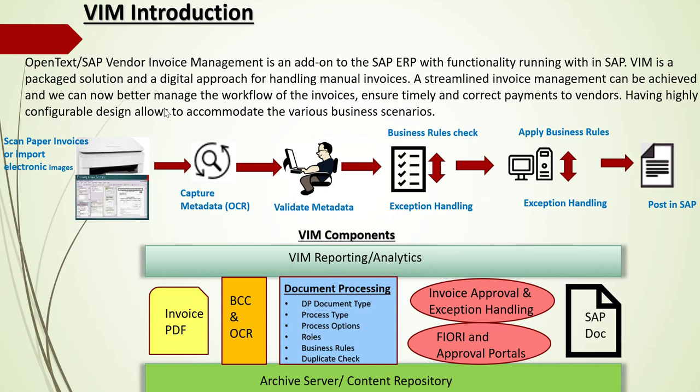So we will cover this in this class: how the workflow hierarchy works and what its significance is. The second part is non-PO invoices. For non-PO invoices, we have three types: non-PO general invoices, non-PO utility invoices, and non-PO legal invoices.